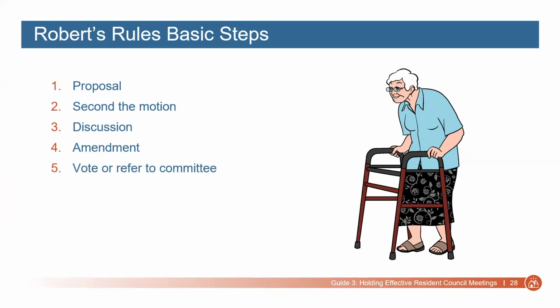Step 5. Facilitator calls for a vote, including a vote to refer to committee. We will now vote on the proposal that the resident council ask the property manager to keep the laundry room open until 9 p.m. on weeknights. All in favor, raise your hand. All opposed? Any abstentions? The motion passes.